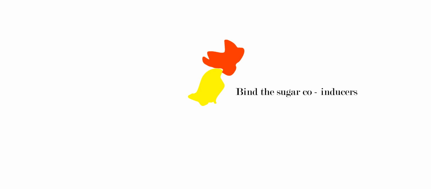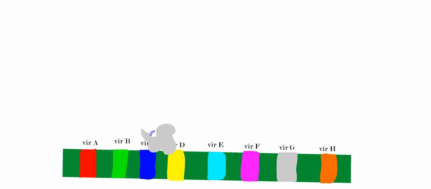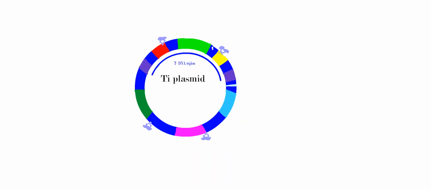VirA also interacts with another protein encoded by the ChvE gene present on the bacterial chromosome, which is important for the binding of sugar coinducers. The presence of these sugar and phenolic coinducers results in the autophosphorylation of VirA, which then transfers the phosphate group to VirG, leading to the activation of VirG. The activated VirG protein will then act as a transcriptional activator of the other VIR genes. An early event in the T-DNA transfer is the nicking of the Ti plasmid.